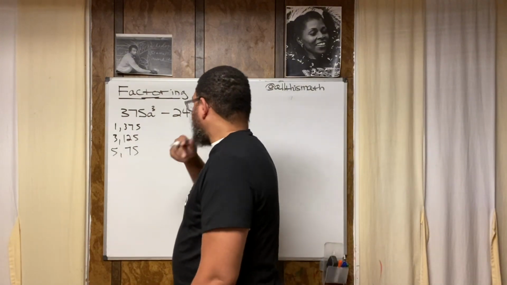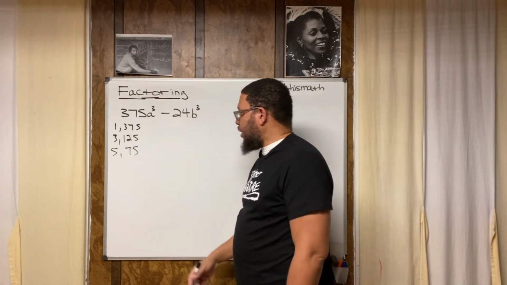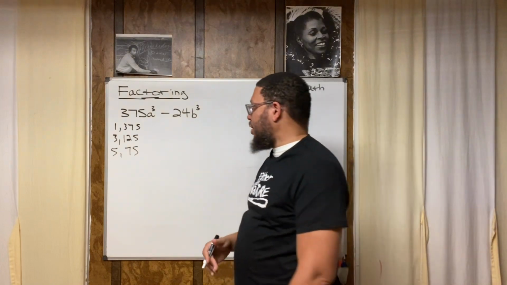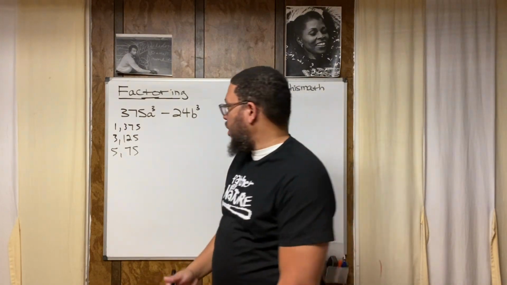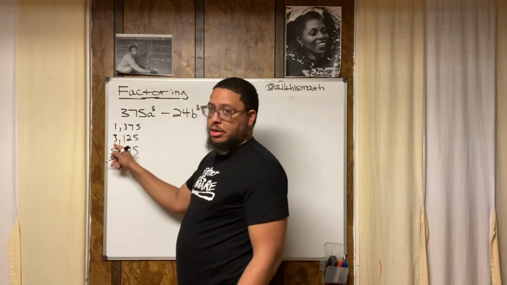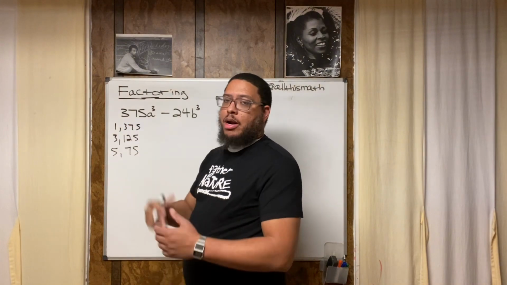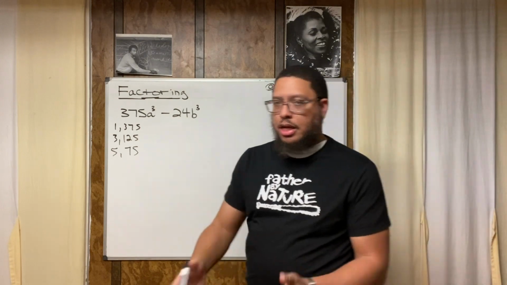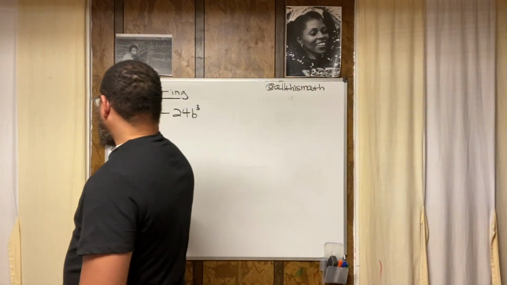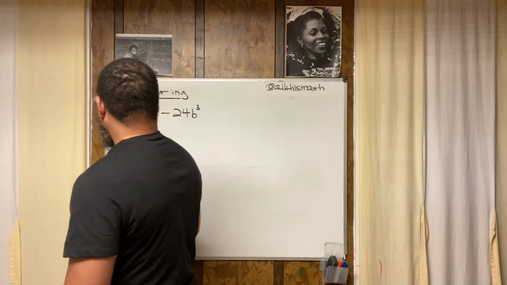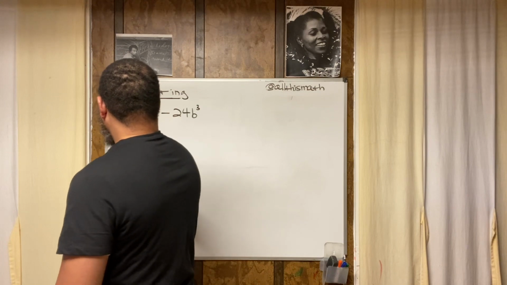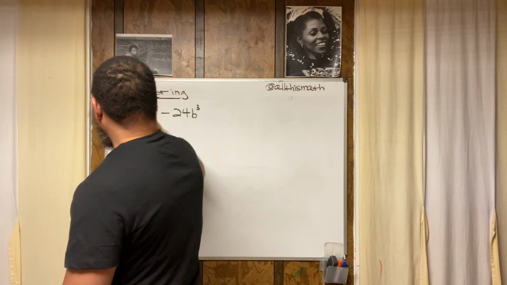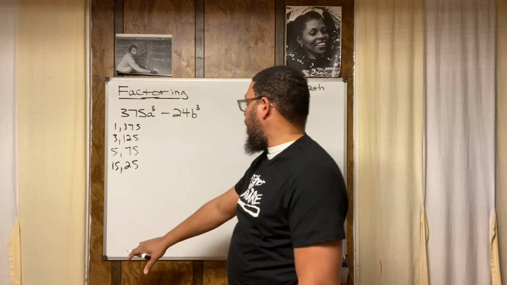So, this part was taking a little longer than I originally anticipated, but I just wanted to be thorough and break it down, because I already told you 3 is the GCF for these two, right? But I wanted to show you the process and also show you some other math tricks in the meantime. So 15 and 25. All right, so let's stop right there with the factors of 375.